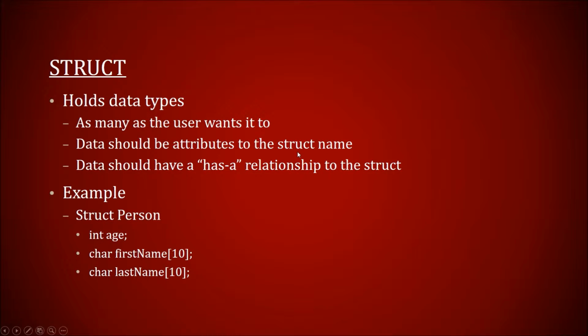Alrighty, so a struct holds data types. It can be as many as the user wants. The data should have a relationship to the struct name. A good example of this is if we had a struct called person down here in the example, a person has an age, a person has a first name, a person has a last name. So that's the basic idea: you want the data you're storing to have a relationship to the struct.